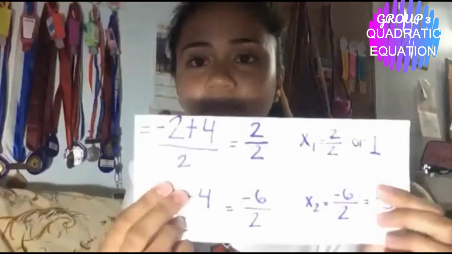So you just have to copy again the negative 2 plus minus square root of 16 over 2. So you have to find the square root of 16. Since the square root of 16 is 4. So the next one is this one right here. So it is already equal to negative 2 plus 4 over 2. Then equals 2 over 2, or 1.